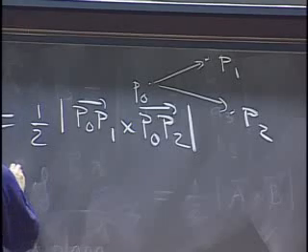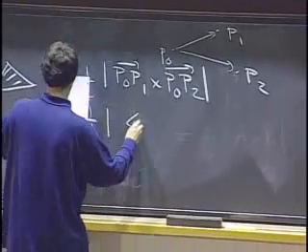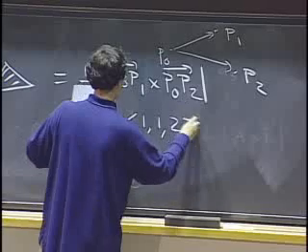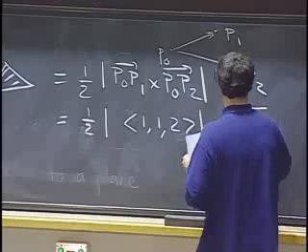So here, turns out that this guy is 1, 1, 2, if I look at the solutions. So you will end up with square root of 6 over 2.